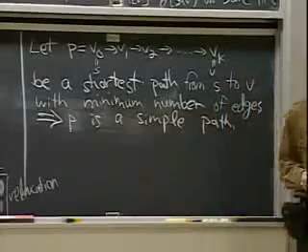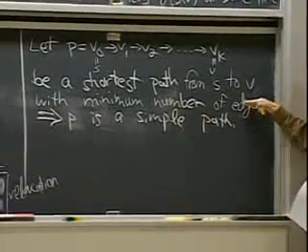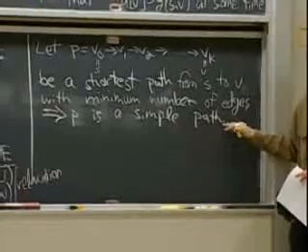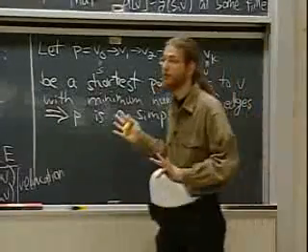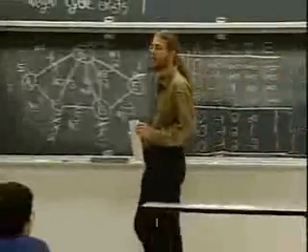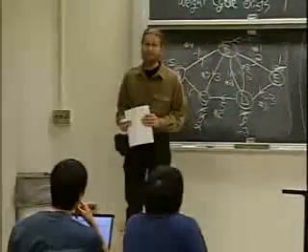Now, can anyone tell me why I need to assume that the number of edges is the smallest possible in order to guarantee that P is simple? The claim is that not all shortest paths are necessarily simple. Yeah? Because you can have a loop that has weight 0. Right, I could have a 0 weight cycle.